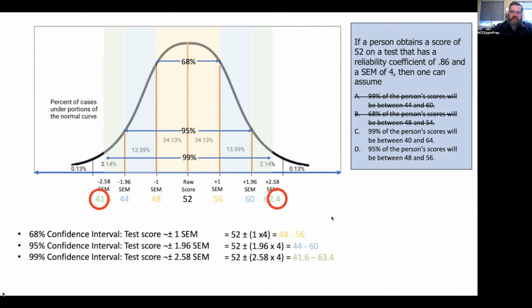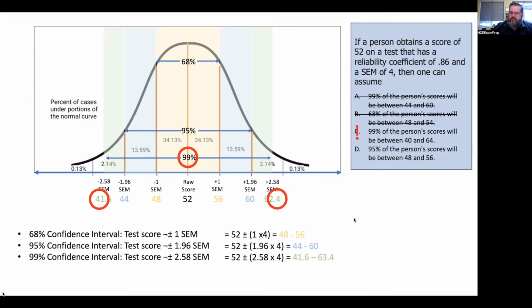Okay, so now let's look at answer C. 99% of the person's scores will be between 40 and 64. So here we can see that 40 is just below 2.6 standard errors of measurement, and 64 is just above 2.6 standard errors of measurement. Again, you're probably not going to have to calculate that out, but we can guess that it's pretty close here. So this might be a good answer because that's right around 99%.